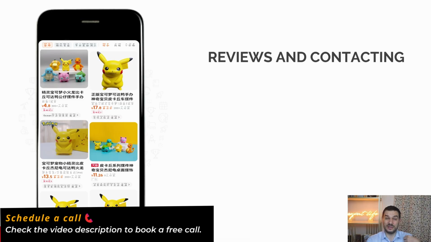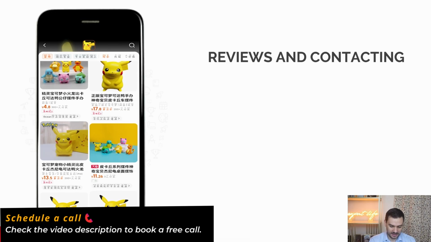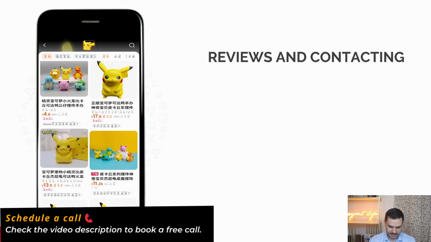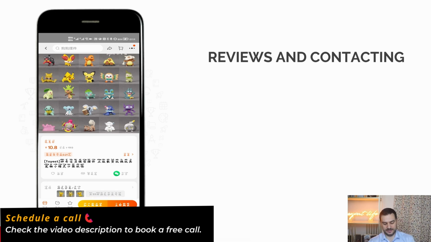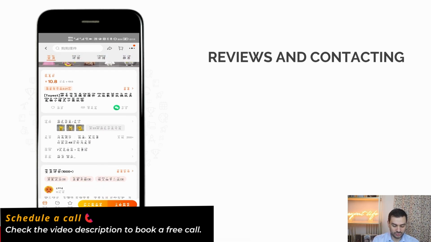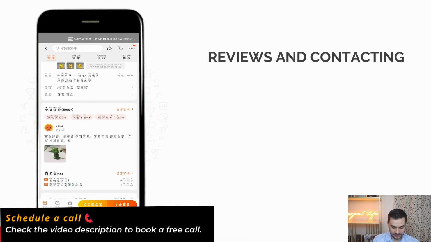So now let's look into reviews and contacting the supplier. As for the Pikachu example, I like this one. So just click on the product right there. Now there's a couple things you want to look for here. You scroll down a little bit and you can see the reviews here. This is the reviews section.